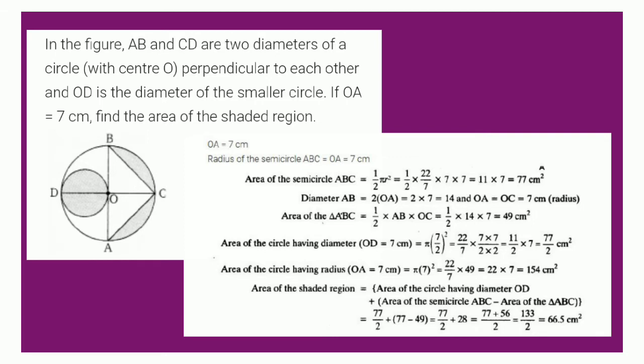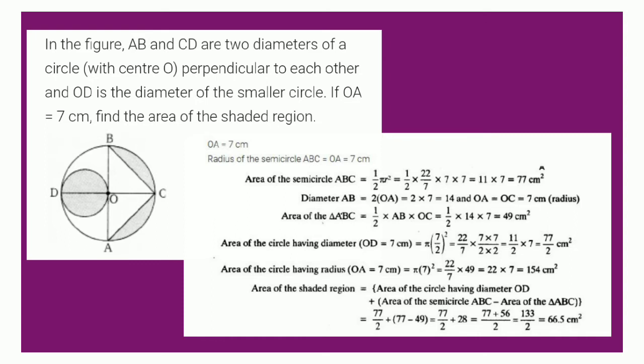Then the area of the smaller circle. The area of the circle having diameter OD equal to 7 centimeters. So radius is 7 by 2. So the area of the circle is pi r square, pi into 7 by 2 into 7 by 2. You can take pi 22 by 7. After the cancellation you will get 77 by 2 centimeter square.